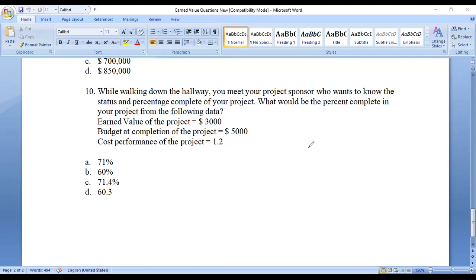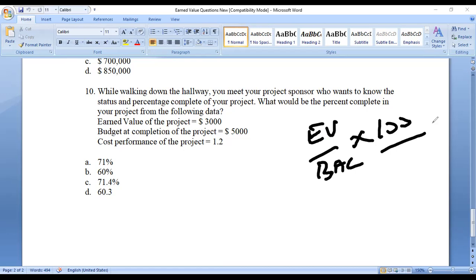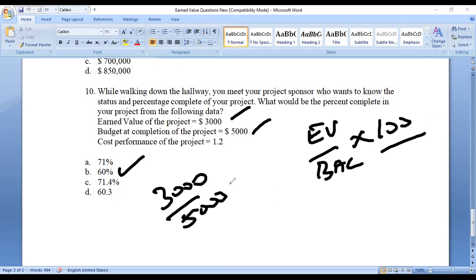So the formula for this is what? EV divided by BAC multiplied by 100. So you know your earned value is 300,000. You know your budgeted completion is 500,000. Multiply by 100. So what is the percentage of work you completed so far? 60%. So 300,000 divided by 500,000 times 100, right? Sorry, 3,000 divided by 5,000 multiplied by 100.